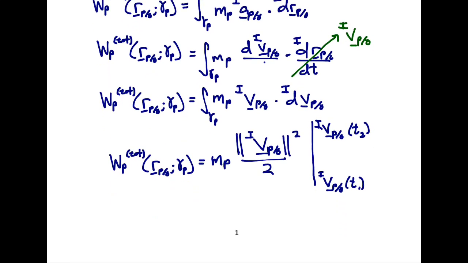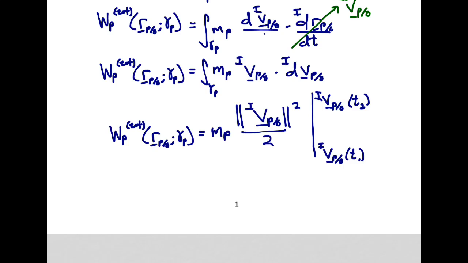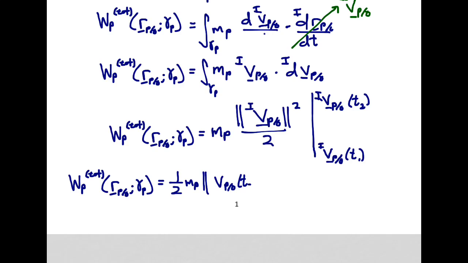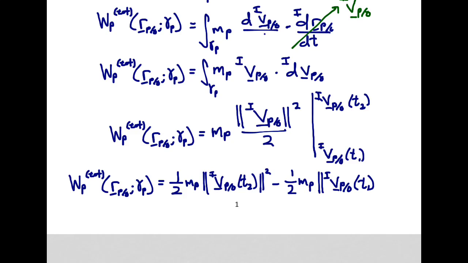And so as a result, we have a brand new definition for our work, in which our work is now defined as 1/2 m P, times the magnitude of the velocity of P with respect to O at time 2 squared, minus 1/2 of the mass times the magnitude of the velocity of P with respect to O as observed in the inertial reference frame at time 1 squared.